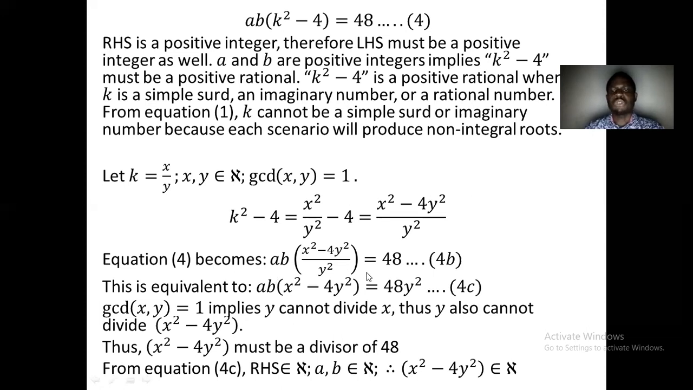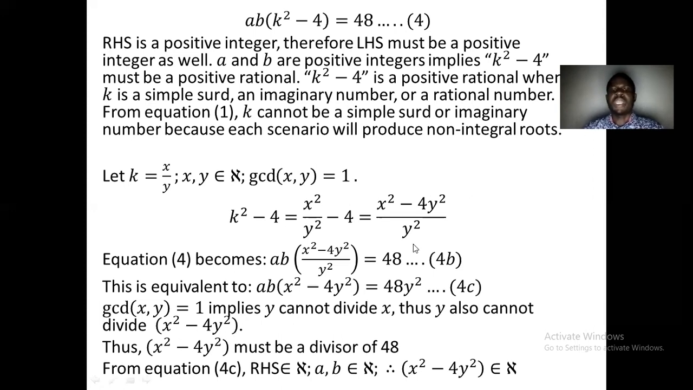Now, this is equivalent to, you multiply through by y squared. This is equivalent to saying, of course, y is not equal to 0. We've established that y is a natural number. So when you do that, this is equivalent to a times b times x squared minus 4y squared is equal to 48y squared. So this is equation 4c. Now, we had earlier established that the GCD of x comma y is equal to 1. What that means is that x and y share no common factor. And in particular, it means that y cannot divide x. And if y cannot divide x, y cannot also divide x squared minus 4y squared.